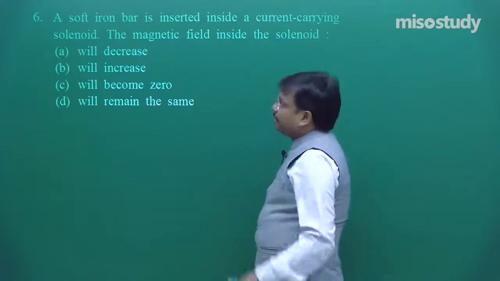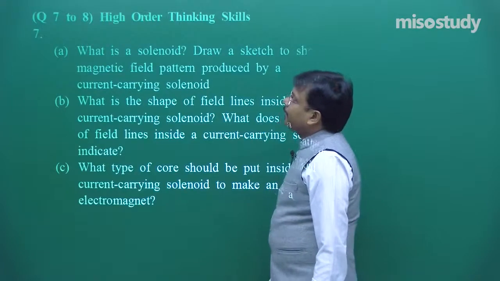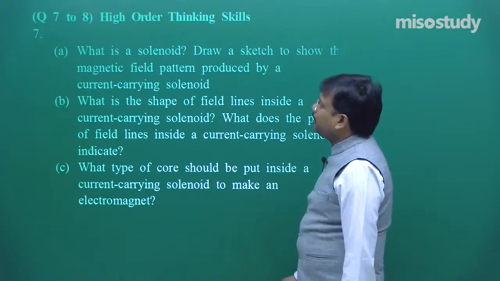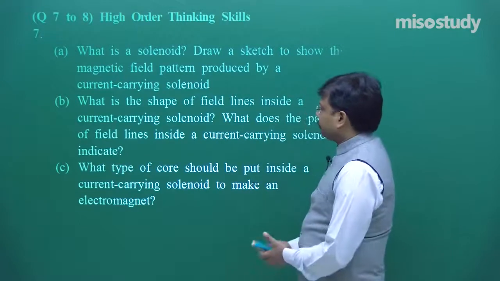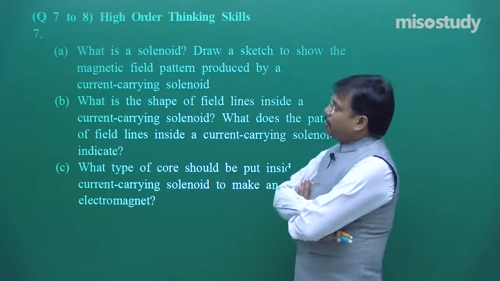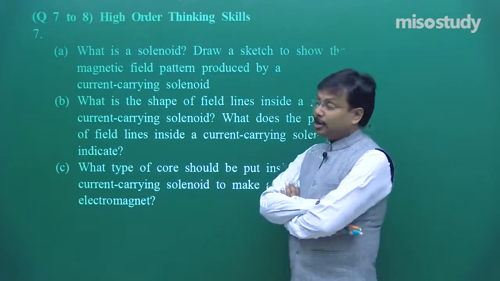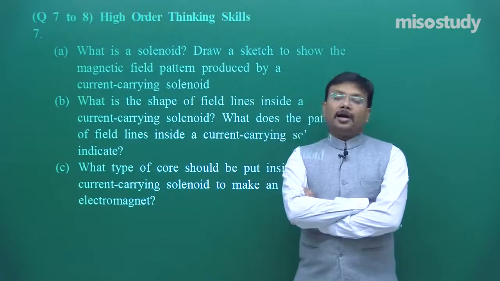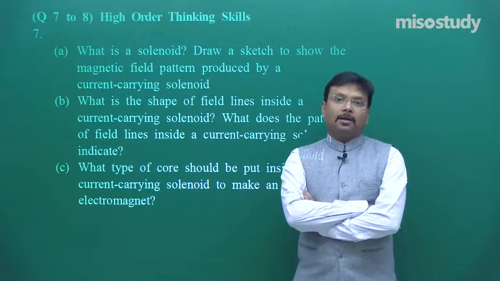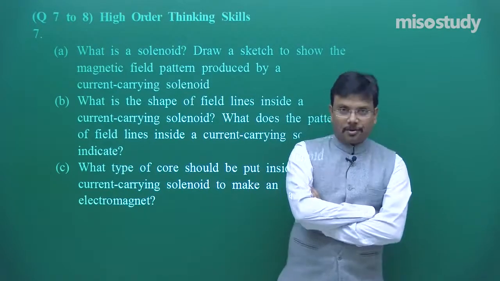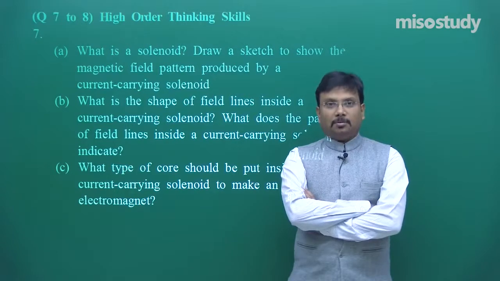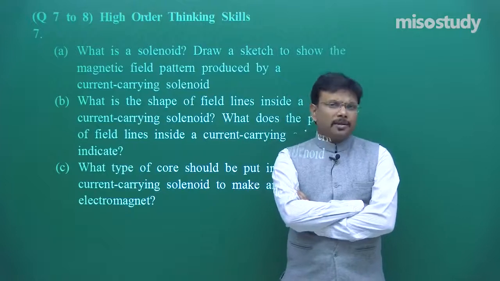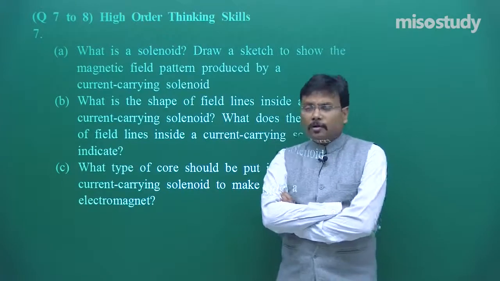Then comes question number 7 to 8. These are high order thinking skill, HOTS. Fine. Now, what is a solenoid? First question. So, solenoid is what? As I told you, it is an arrangement of a hollow cylindrical object. On this object, wires are wrapped, fine, and then current is allowed to pass through the coil. So, that is going to be a solenoid.